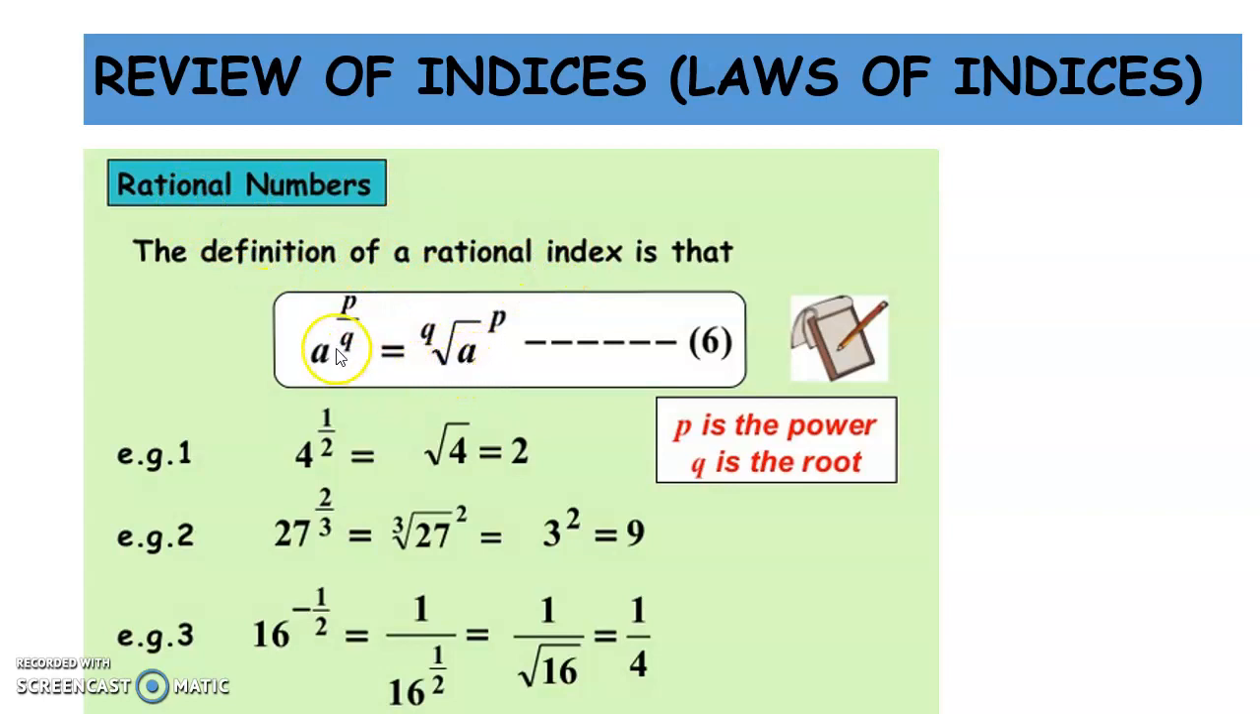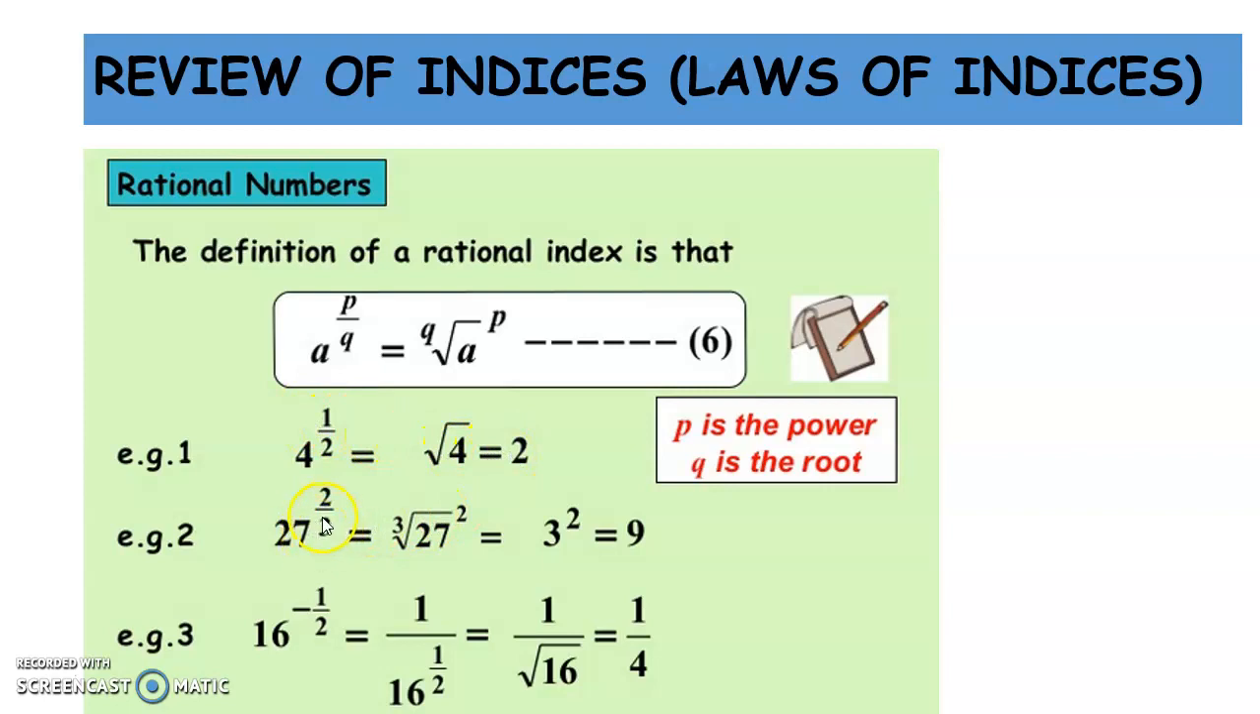So for rational powers, we have a raised to the power of p over q. You can write this as the q-th root of a raised to the power of p, or the q-th root of a, raised to the power of p. Either way would work. For instance, 4 raised to the power of half is the square root of 4 raised to the power of 1. So the square root of 4 is 2.